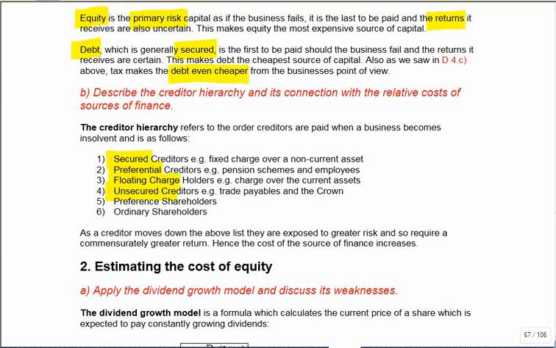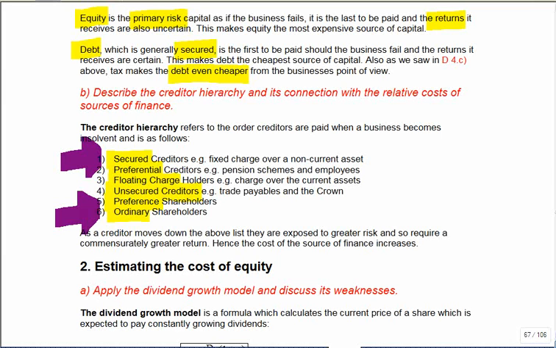You've then got unsecured creditors, so people like your normal payables or the Crown in the form of the taxman. You've then got, if you have them, preference shareholders, and then last of all, the ordinary shareholders. Now, what we were just looking at in section A of the syllabus, we were saying at one end we've got the debt, and the debt is basically your secured creditors, because debt tends to be secured, and at the other end you've got your ordinary shareholders.